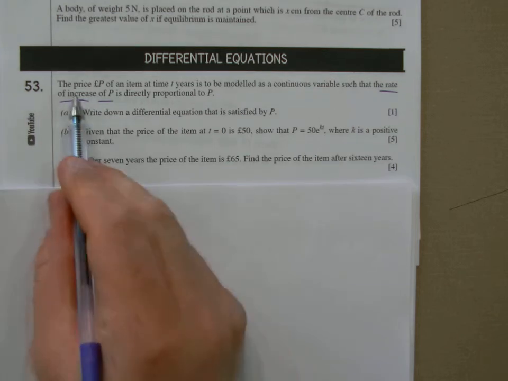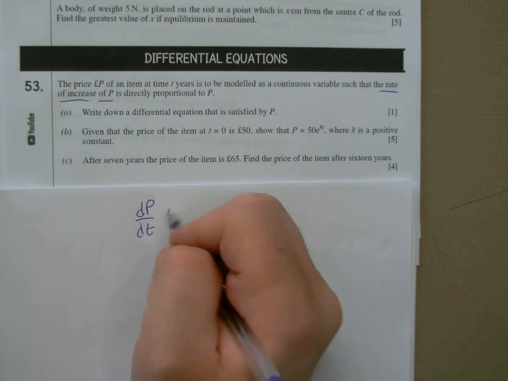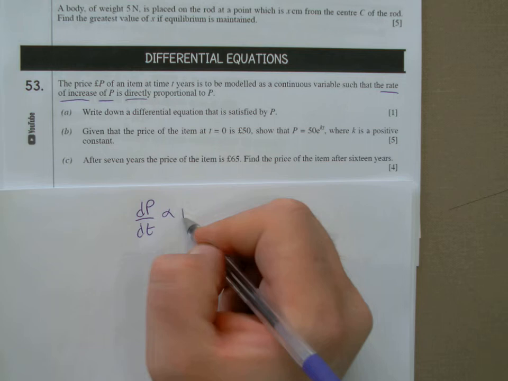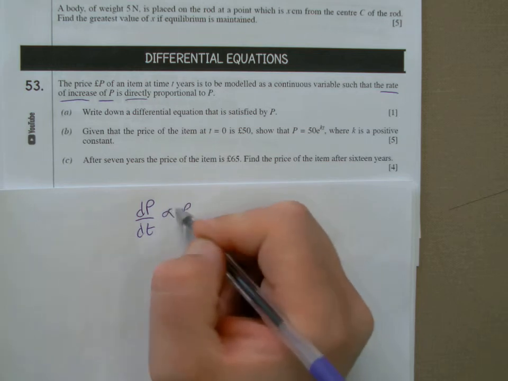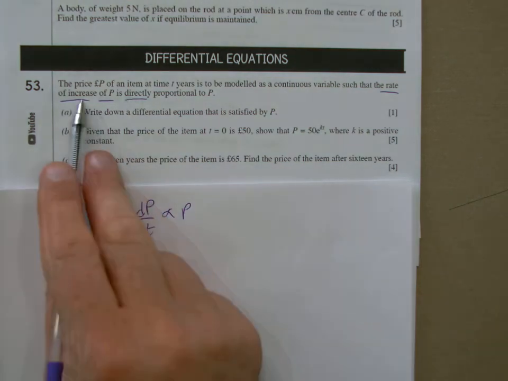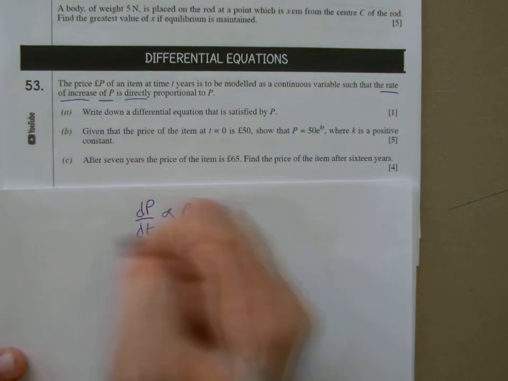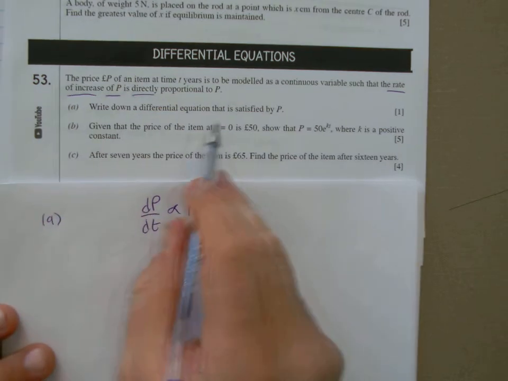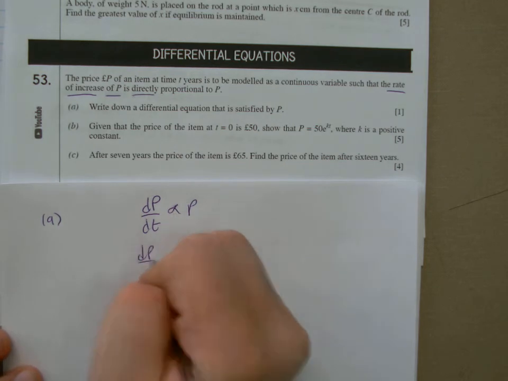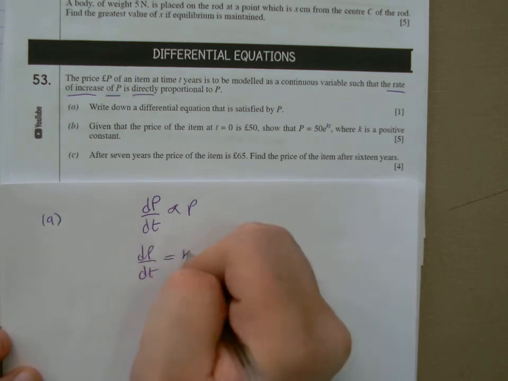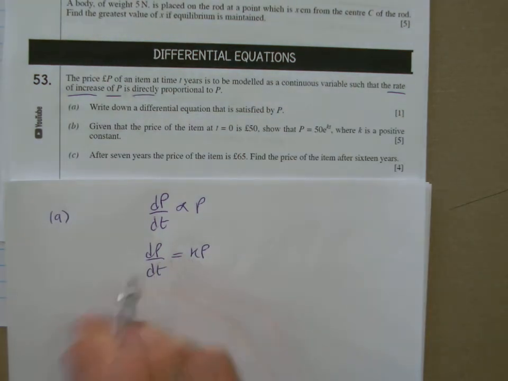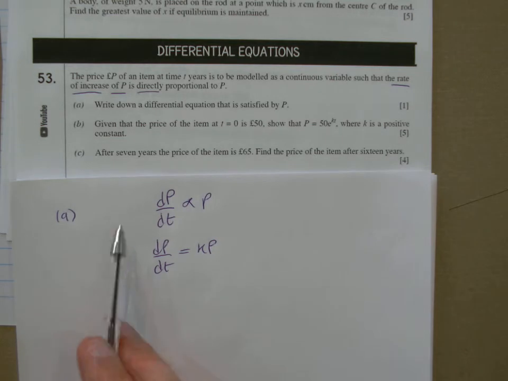So dP by dt, and it's an increase, so it's positive. It says it's directly proportional, so that word is important as well, directly proportional to P. So positive there because it's a positive gradient. So it's an increasing gradient because it's the rate of increase. Now that will be helping us to start to get part A, but we haven't got the differential equation yet because we've got this alpha symbol here. So to get the differential equation, we need to introduce a constant k, and then our letter P multiplied by it. So we can say that equal to this constant k times P.